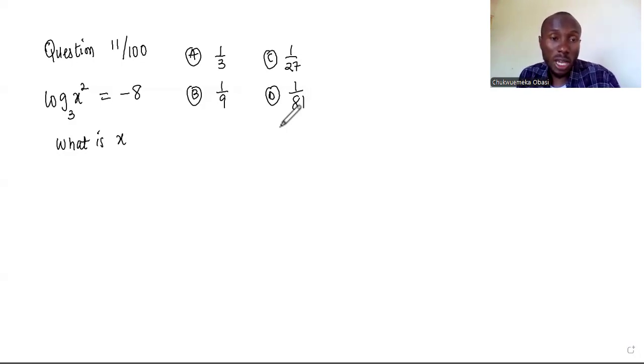So, guys, we have another question on logarithm and we want to find the value of x. Now, this is very straightforward. We have log x squared base 3 is equal to minus 8. Now, the first thing you want to do is to get rid of this logarithm. How do you do that?